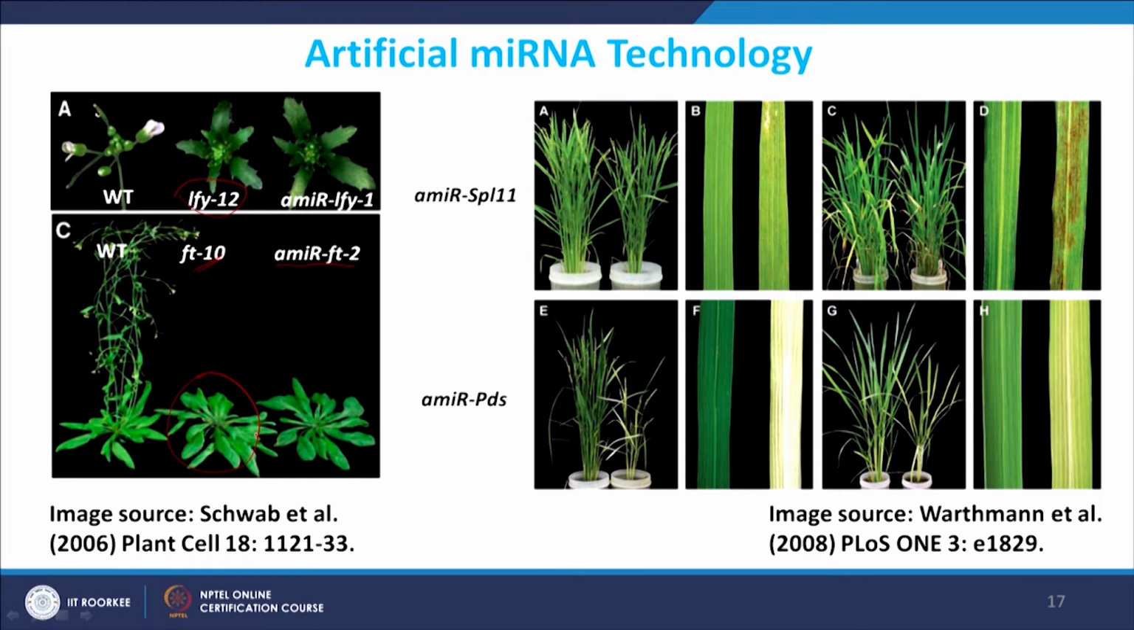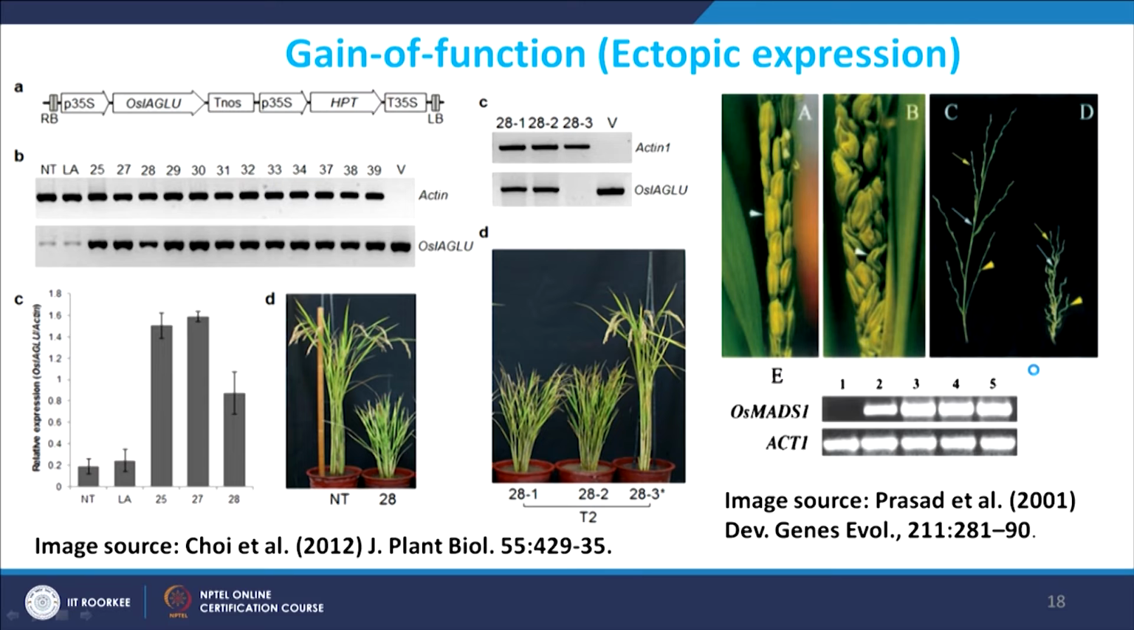For example, in the case of rice, artificial microRNA has been generated for a couple of genes. So, this is SPL11, this is the PD gene, and you can clearly see this is the control and this is the artificial microRNA line, and you can see a clear phenotype in the artificial microRNA lines. So, through this study, whether you go through a knockout based study or a knockdown based study, what you conclude is that you can generate loss of function mutants, and you conclude that these genes are necessary for this particular function.